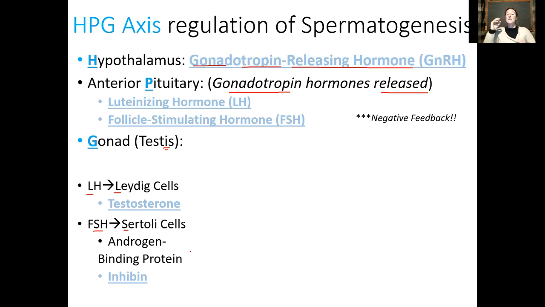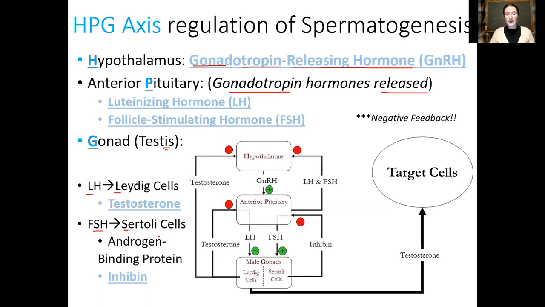Okay. So just like any of the other hypothalamic anterior pituitary axes, this axis is going to be regulated by negative feedback, right? So the more testosterone and inhibin are present in the blood, the more we're going to have the brakes be put on the hypothalamus and anterior pituitary gland. Okay, so here is a very basic summary. I know you might not believe it right now, but very basic summary, right?